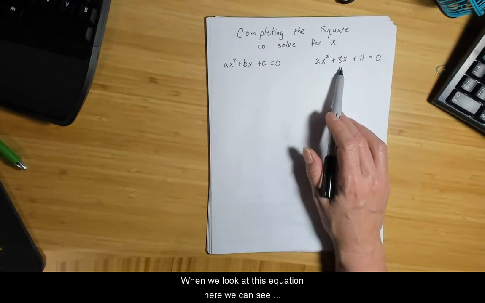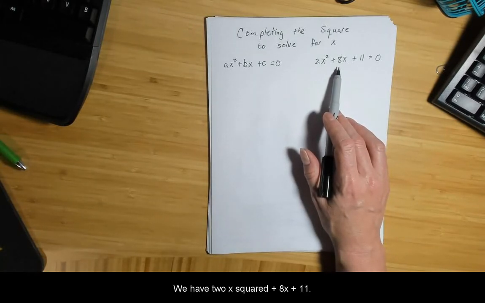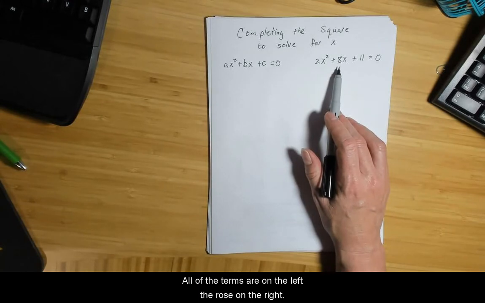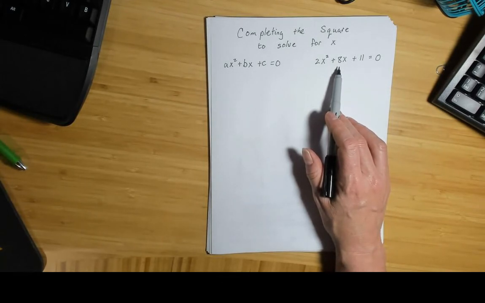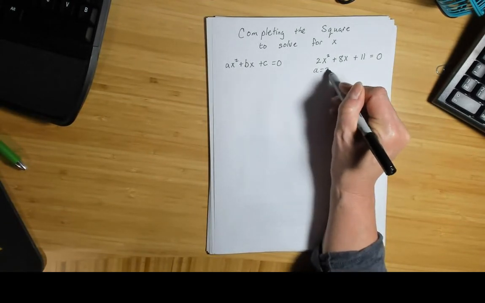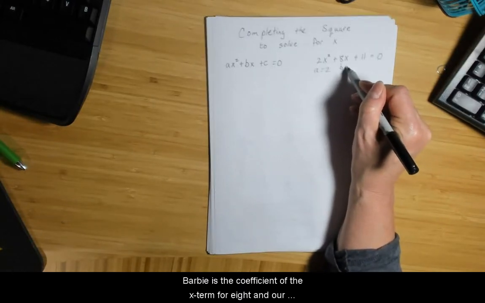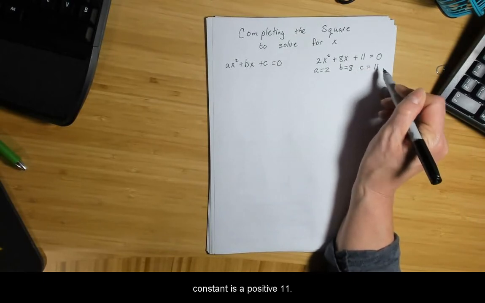When we look at this equation here, we can see that this is a quadratic equation in standard form. We have 2x squared plus 8x plus 11 equals 0. In this format, all of the terms are on the left, 0 is on the right, and we have it written with the x squared term first, the x term second, and the constant third. In this case, our a is 2, our b is the coefficient of the x term, or 8, and our constant is a positive 11.